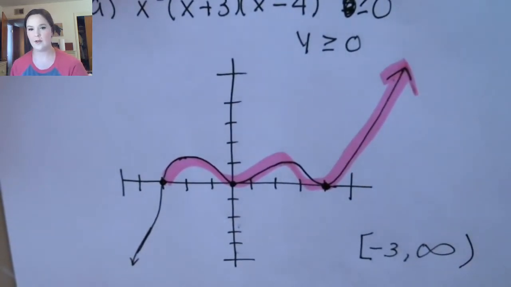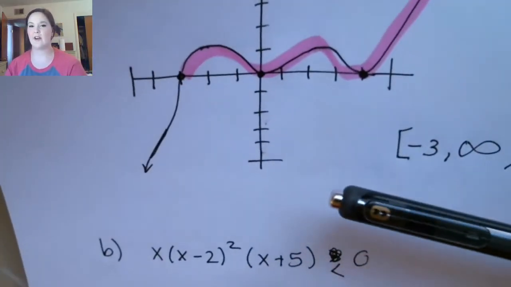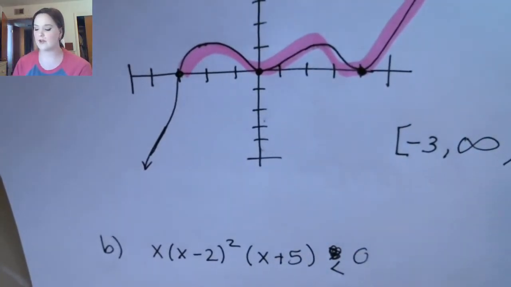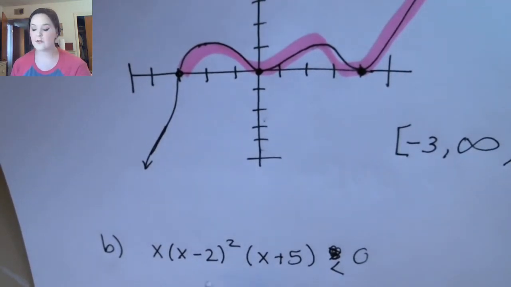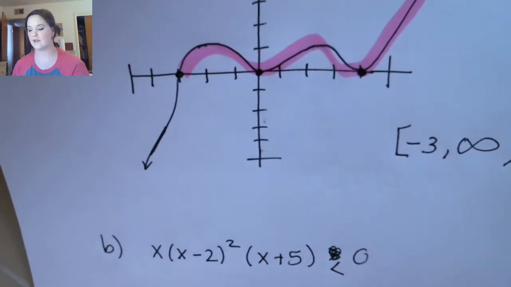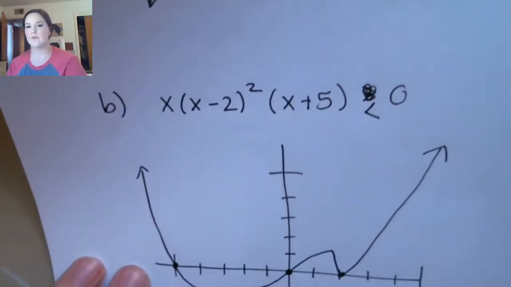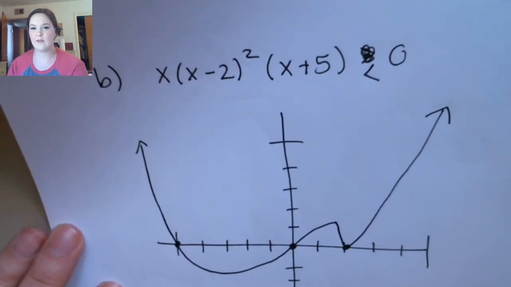Okay, let's look at one more example. Now I realize these all have been greater than or equal to 0, so this one is less than 0. Again, you would do all the same things. You would look at the leading term to get the end behavior. You would look at the roots and their multiplicity to get the x-intercepts. Then you would have this graph.